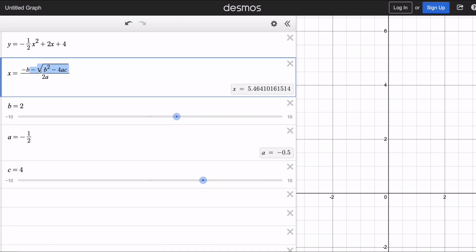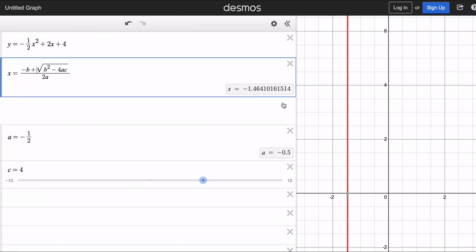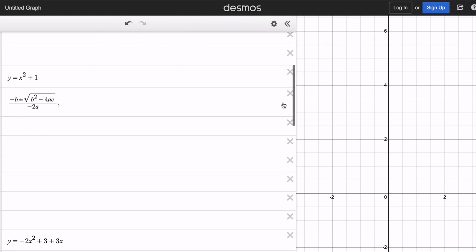Because here is minus. But what if we replace it with plus? If it's plus, it becomes, oh wait, what is negative? Oh, it's 5.464. And what if it's negative 1.464? See? And as we got this one, delete, we go to the next one.